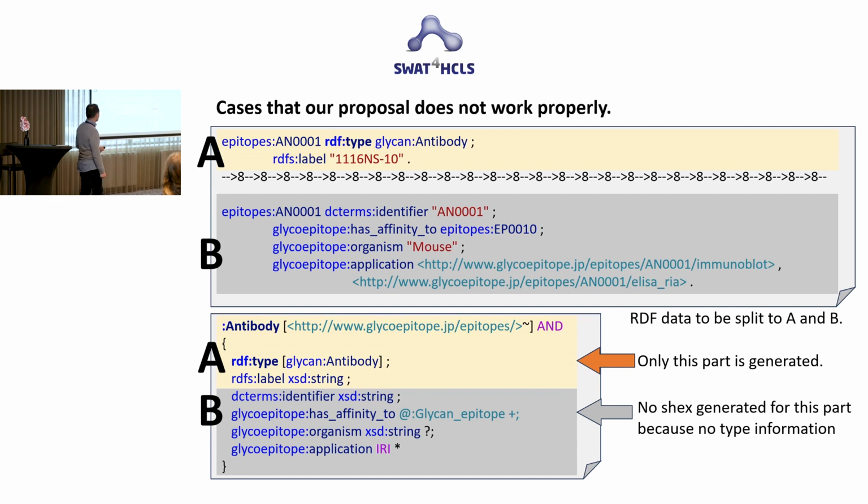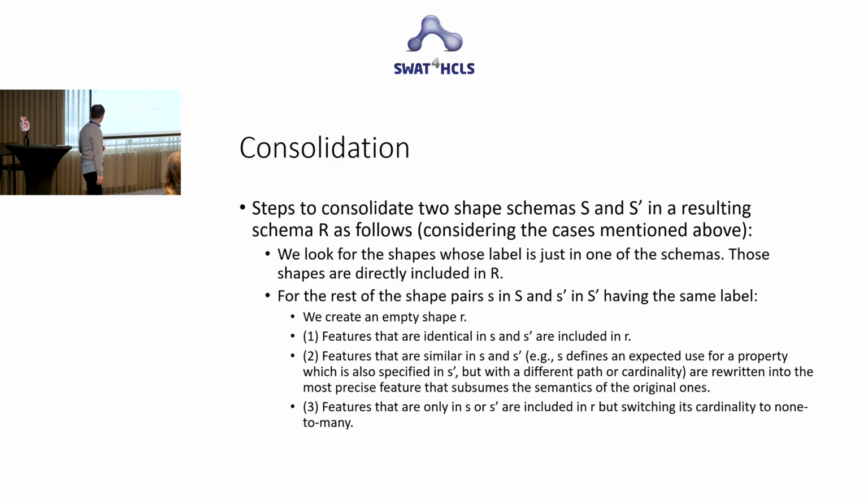But we assume this happens only for a tiny part of the whole dataset, because the dataset has billions of triples, and this happens only at the boundaries between slices. So it's very tiny and marginal, I think. So we took this approach here.